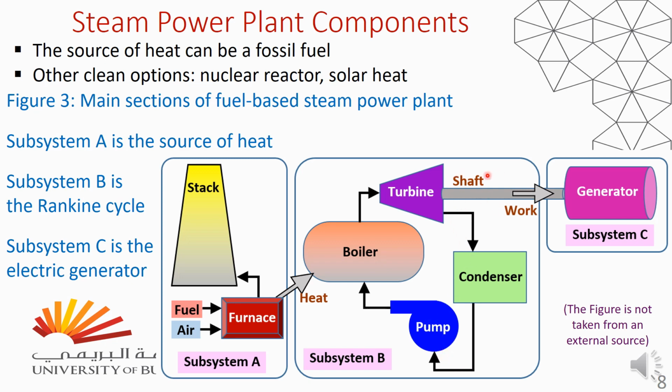And the shaft rotated by the turbine is connected to the shaft of an electric generator in subsystem C, and this produces the electricity, which is the important output from the power plant.